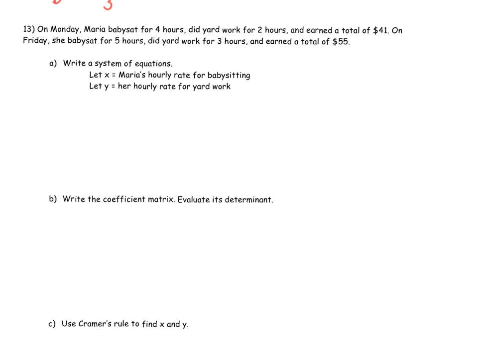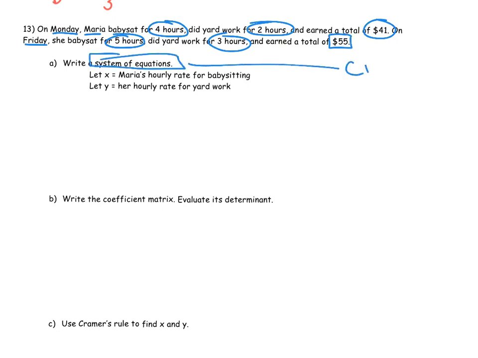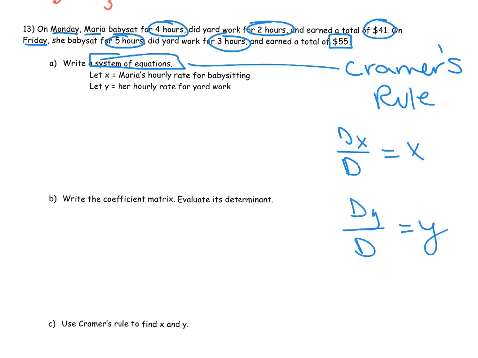All right, so we've got on Monday, Maria babysat for 4 hours, and she did yard work for 2 hours. She earned a total of $41. On Friday, she babysat for 5 hours and did yard work for 3 hours and earned a total of $55. We're going to write a system of equations, and we're going to solve using Cramer's rule, which, don't forget, dx over d is equal to x, dy over d is equal to y. Okay? All right, so let's take a look.